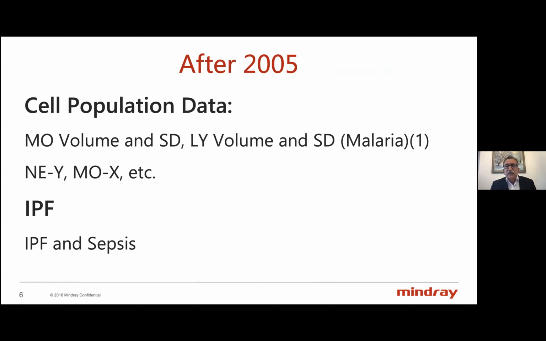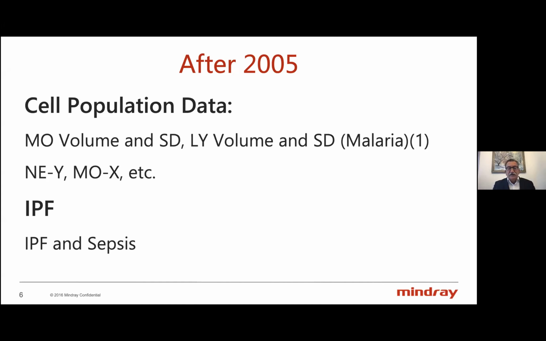But of course, in 2005, cell population data began to be used, that is, the same changes that we observe in the morphology in the scatter plots, measuring the volume not only of the platelets and the neutrophils but also the leukocytes. The first application was about malaria, which I did myself, using the monocyte volume and standard deviation of the volume, and lymphocyte volume and standard deviation, and after that many other parameters: neutrophil fluorescence, monocyte scatter, etc. IPF was also very important in the development of infections.